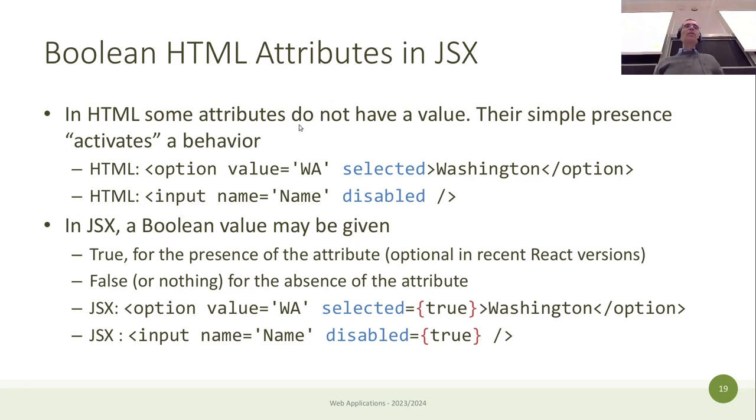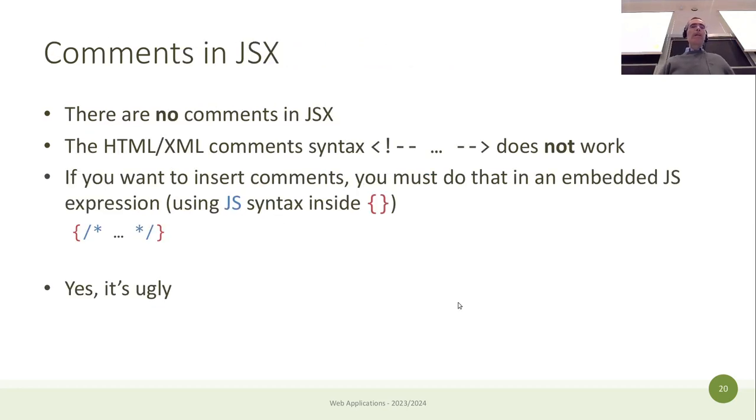HTML attributes: sometimes some HTML attributes don't have a value. The simple presence activates the behavior, like in lists and so on, or active or disabled and stuff like that. You can use them in JSX. If they are present, they work as in HTML, and you can also disable them by assigning a false value. This didn't used to be like this, but in recent versions of React in JSX, the simple presence is fine. It's like writing equal to true. If they are not present, of course, they are false, but you can also assign a false value. That is convenient because sometimes you need to disable them conditionally depending on a JavaScript expression.